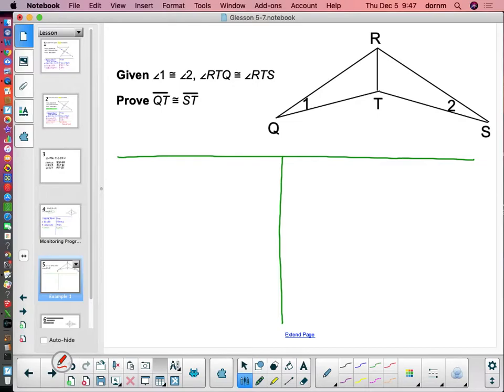I'm going to start making a couple marks up here just as a hint. Those are just my givens.